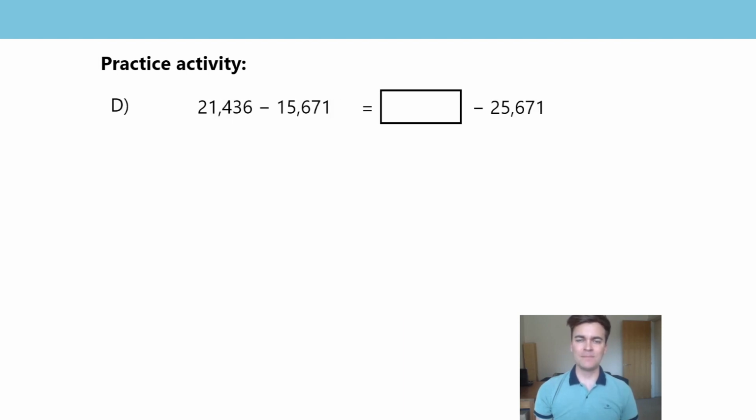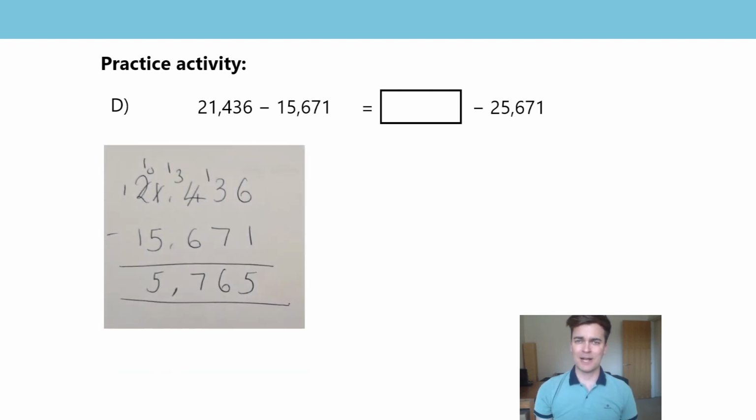D, still looking for a missing minuend. This time it's from the right-hand side. How did you approach it? The same way as for C, or in a different way? I did some calculating again from the left-hand side this time. I found the difference between those two numbers, 5,765.